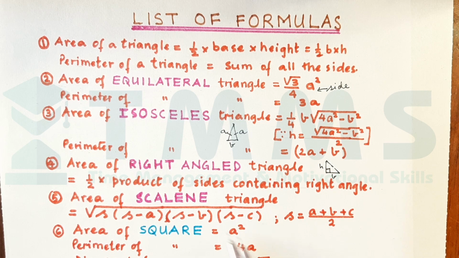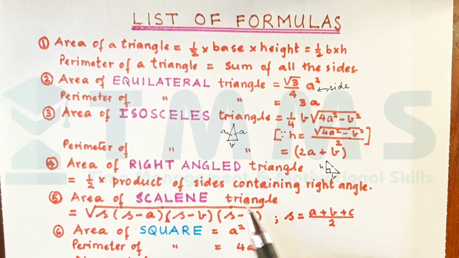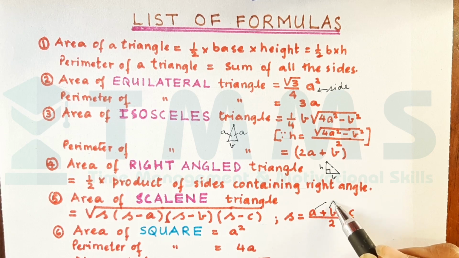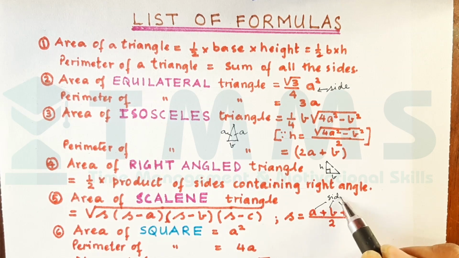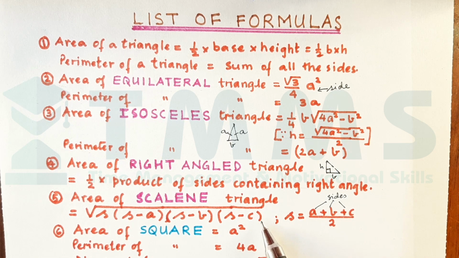For scalene triangles, which means all sides are unequal, which means none of the 2 sides are equal, we have to first find the perimeter and then find S, which is the semi-perimeter. A, B, C, these are the three sides of the triangle. And then the area is given by under root S into S minus A into S minus B into S minus C. And remember, this is also called Heron's formula or Hero's formula.